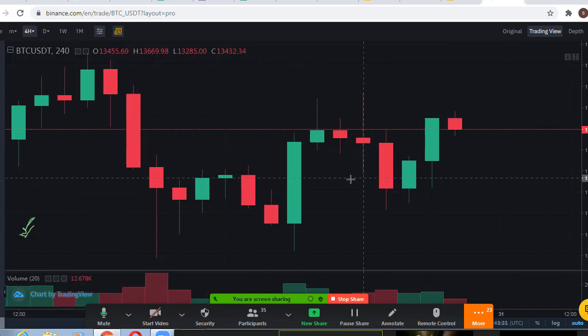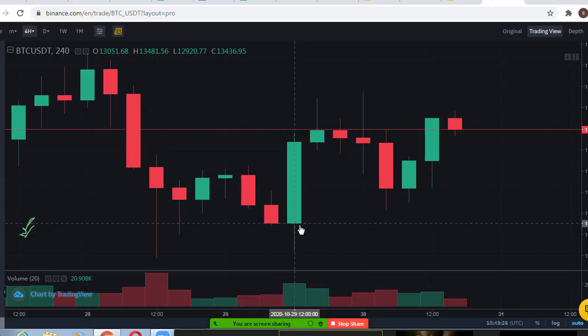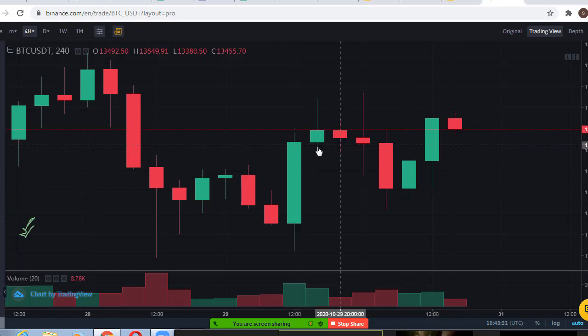Now, the first thing you have to understand about the candlestick is the candlestick structure. From the point here to this point, you can see my cursor. From this point to this point is called the body of the candle.